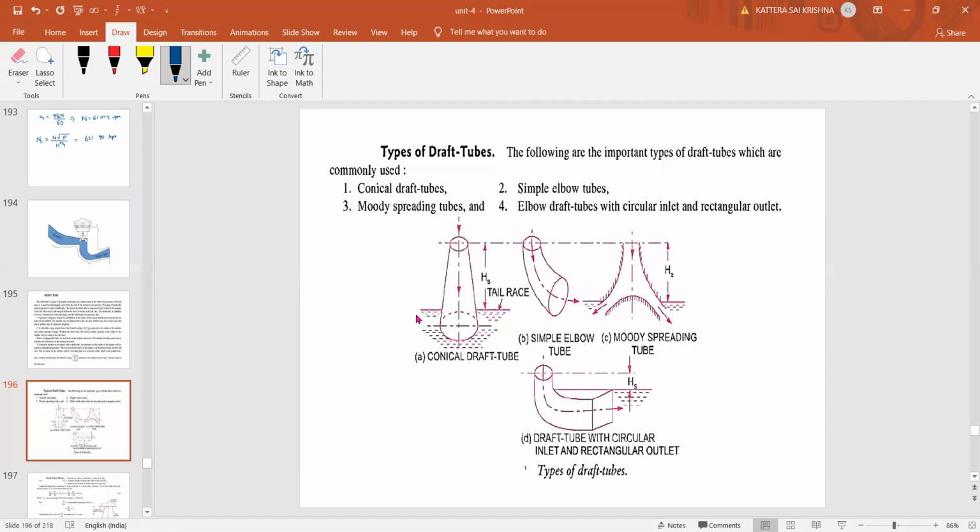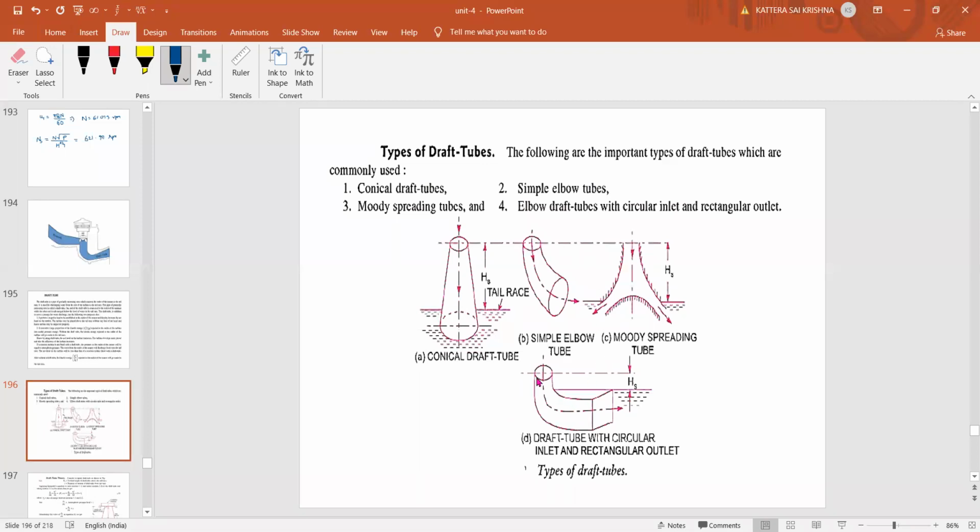This is the part which is called the tail race, where the outlet water will be collected, or it will be circulated again depending upon the situation, right? So this is the tail race, and this is the head available above the tail race level, right? And this is a simple elbow type of draft tube, elbow shaped, and here this is called Moody spreading tubes. Spelling is here, you can see Moody, M-O-O-D-Y, spreading tubes.